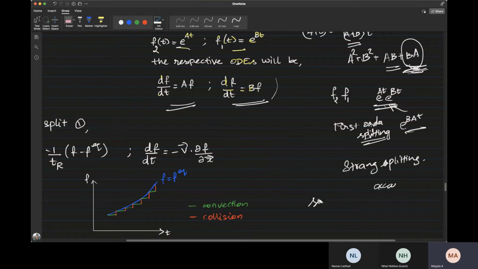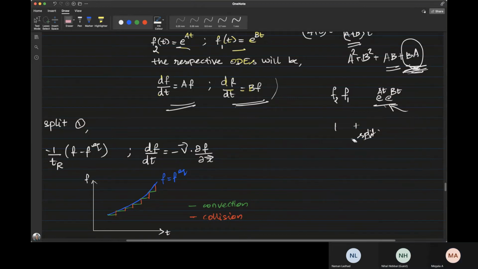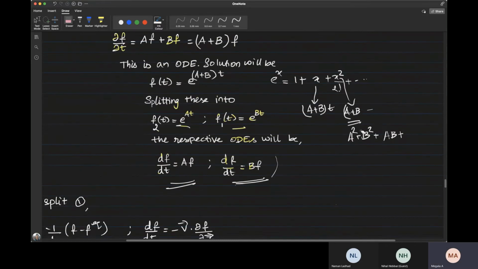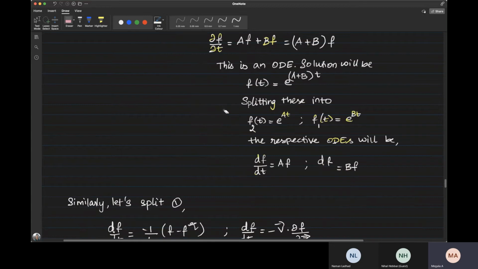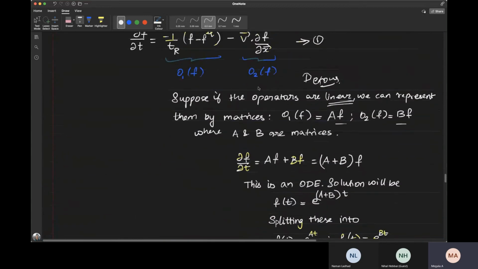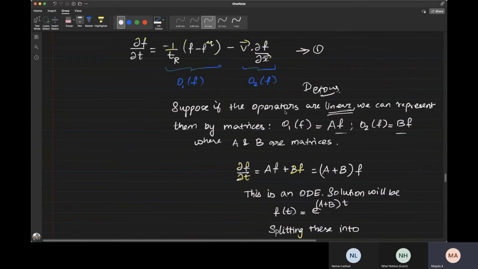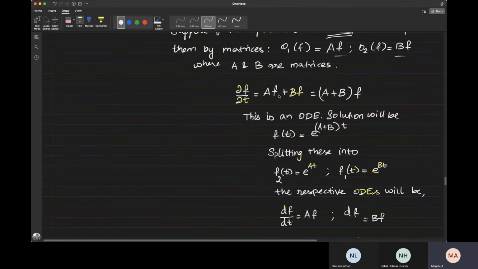So this is basically operator splitting. We do operator splitting to separate the physics or to separate stiff terms in the equation. So suppose your first operator represents convection and your second operator represents source term, or if your second operator represents pressure, and you want to find the solution for them separately, you do operator splitting.